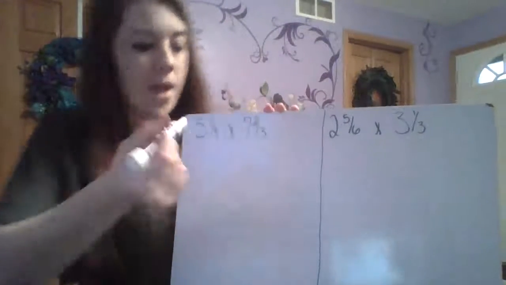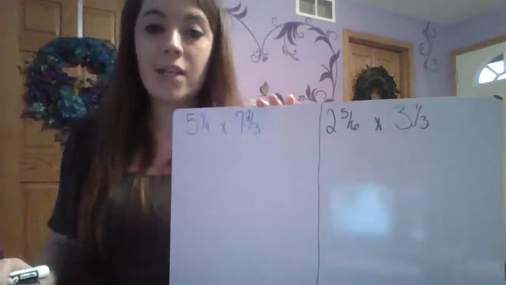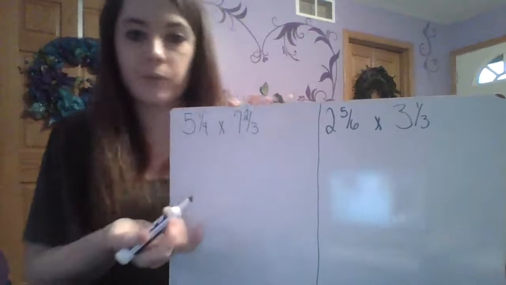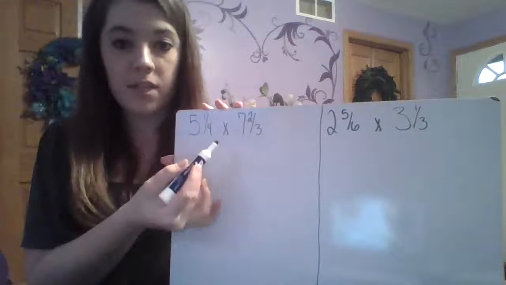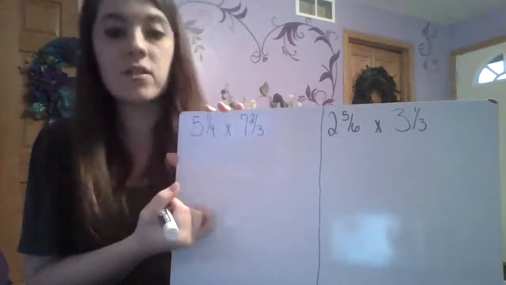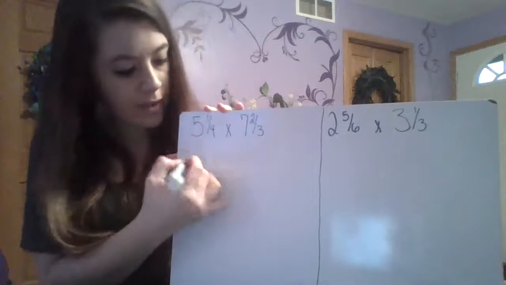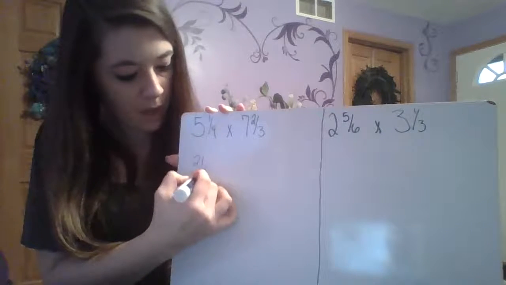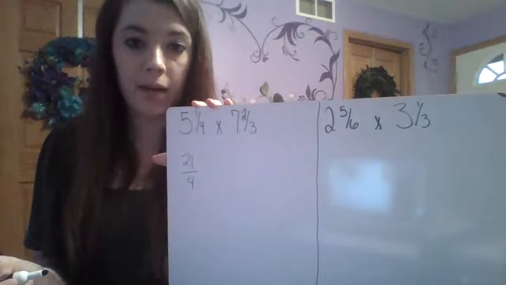All right, just a couple more problems for a little more practice. So we have 5 1/4 times 7 2/3. This is a fairly large one. So 4 times 5, because we take our denominator times our whole number, gives us 20. 20 plus 1 is 21. Always keep that same denominator.